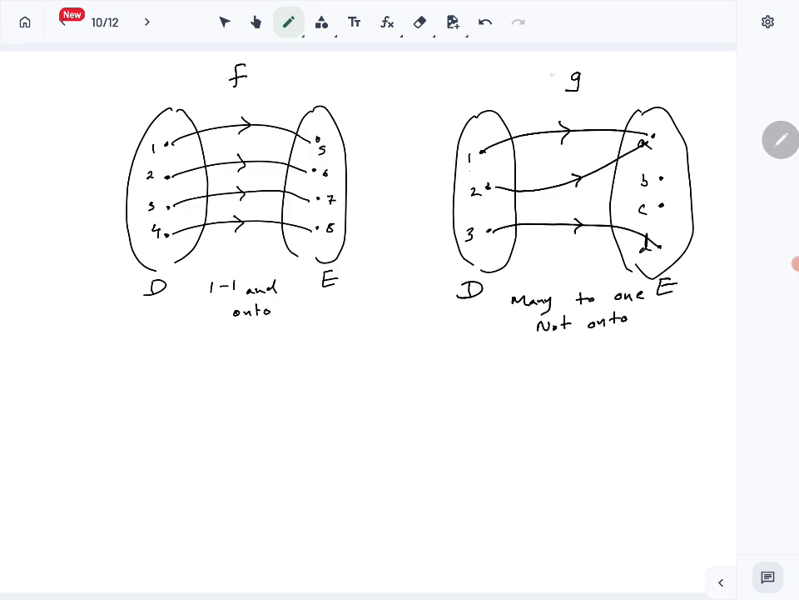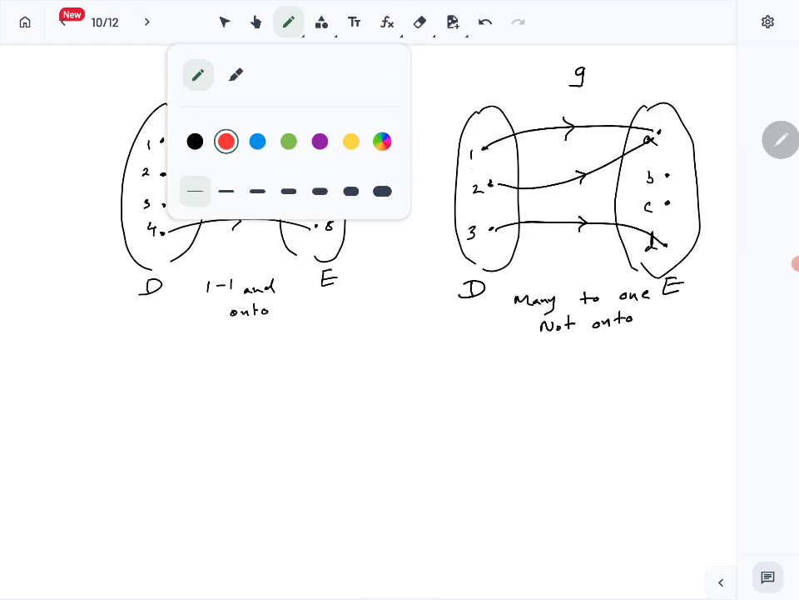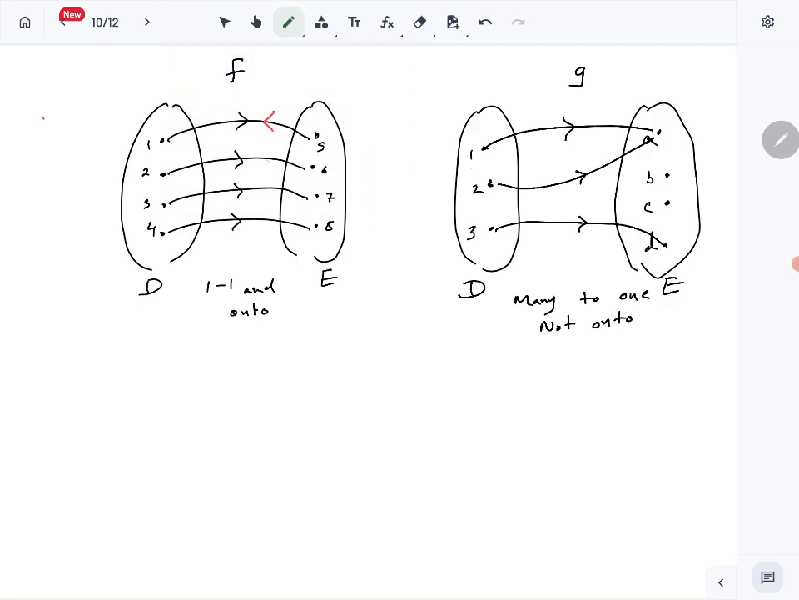Okay. So say these are f and g. Both of these functions go from where? D to E. Domain is D, codomain is E. So we are interested in knowing if we can get a function in reverse. Can there be a function from E to D? Now look, if I reverse the arrows in the one-to-one and onto case, I get a function back.